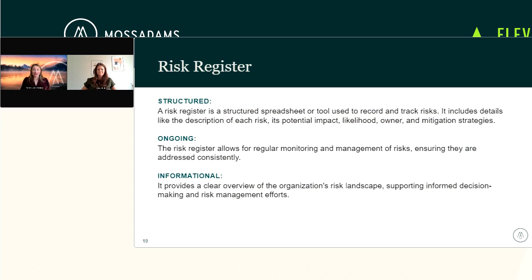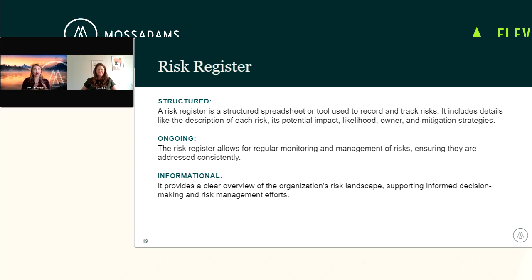All right, let's move on to risk registers. A lot of our clients develop a risk register after doing an enterprise risk assessment, because that assessment gives them a starting point to build their register off of. So if you're not already familiar, a risk register is a structured tool, usually a trusty Excel spreadsheet, and it's used to document, track, and manage risks within your organization.